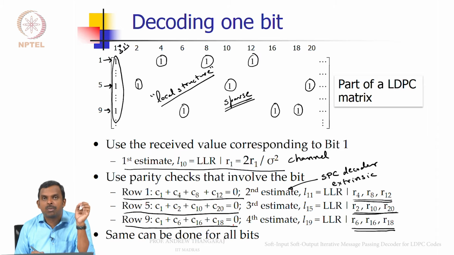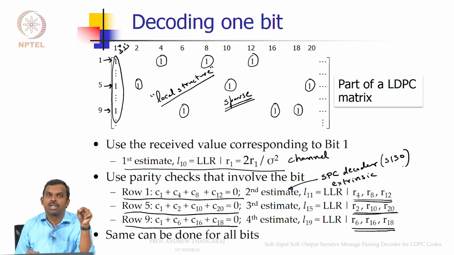The first estimate came from the channel itself, the second estimate came from the first parity check the bit was involved in, the third estimate from the second parity check, the fourth estimate from the third parity check. So every parity check in the local structure gives you more estimates for that particular bit. And how are those estimates calculated? Using the single parity check decoder, the soft in soft out decoder, and you compute the extrinsic information.